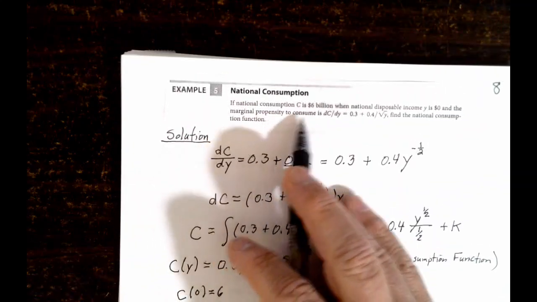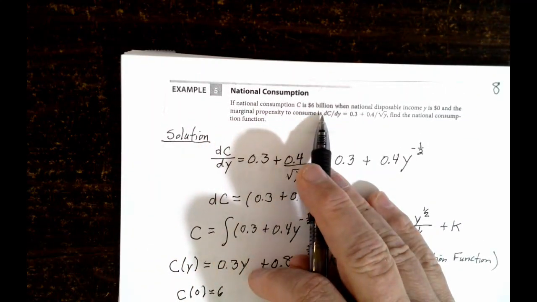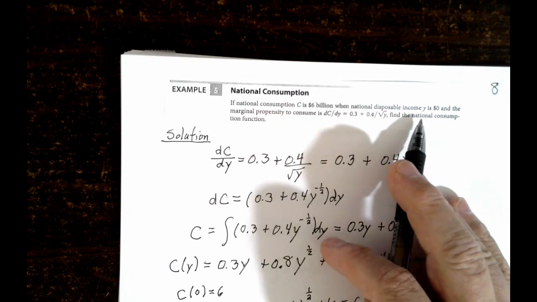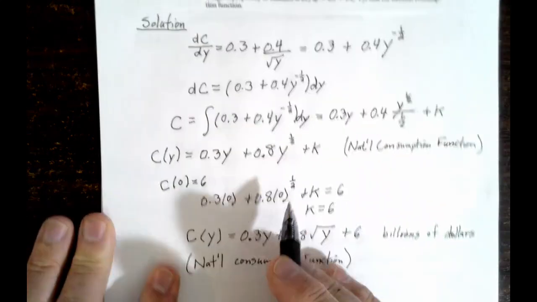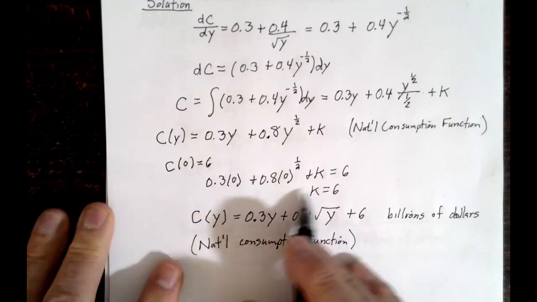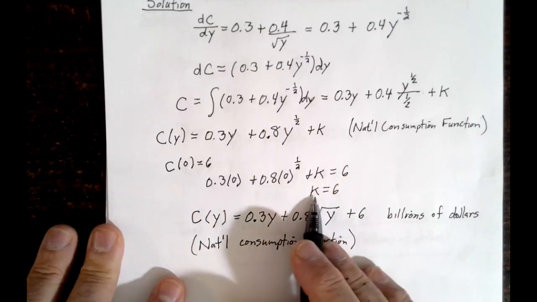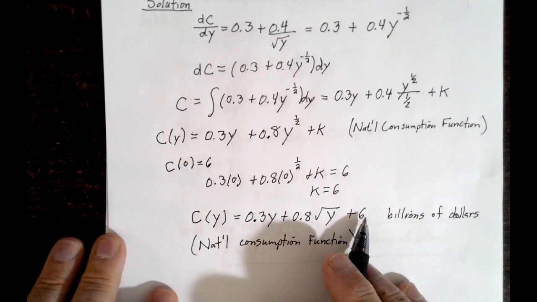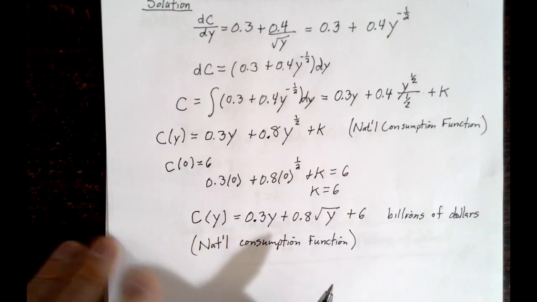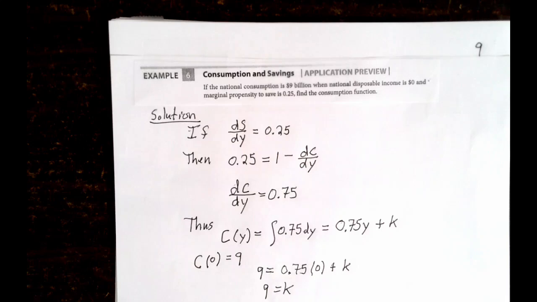Well, they tell us that when the national disposable income is 0, the national consumption is 6. So you plug in 0 for y and you get 6. You solve that and you figure out that k equals 6. And there you go. That's your national consumption function.